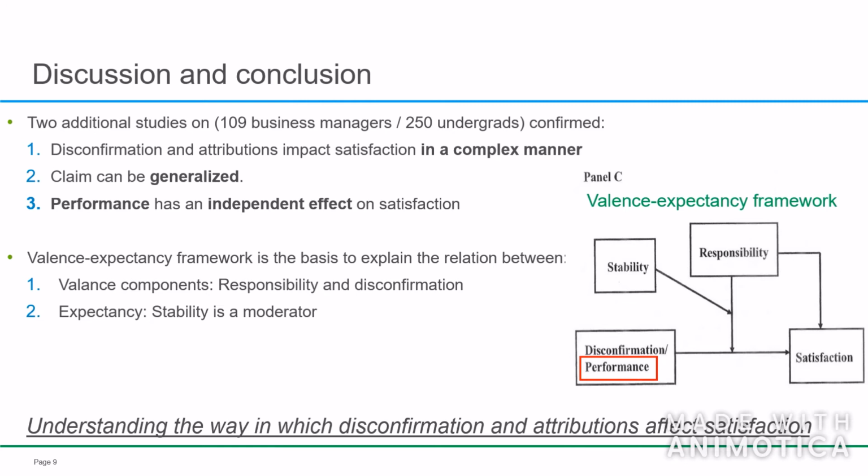But not to forget, for the survey for business managers, they used a performance measure instead of disconfirmation. This is because performance also has an independent effect on satisfaction. So, what they want to highlight here is this framework will guide future researchers as a basis of understanding how disconfirmation and attributions can impact satisfaction.